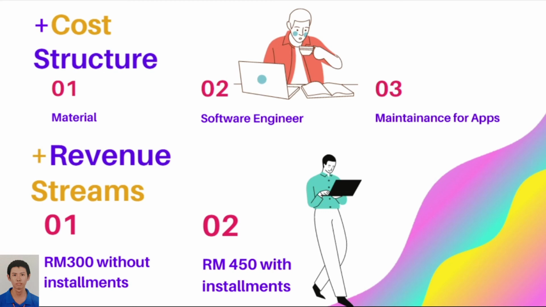For revenue streams, we decided to sell our product at 300 ringgit Malaysia without installation service. Customers need to install the product themselves by referring to the guiding manual. We also have an installation service which charges 150 ringgit Malaysia. Customers can spend a total amount of 450 ringgit Malaysia to purchase our product with installation service.